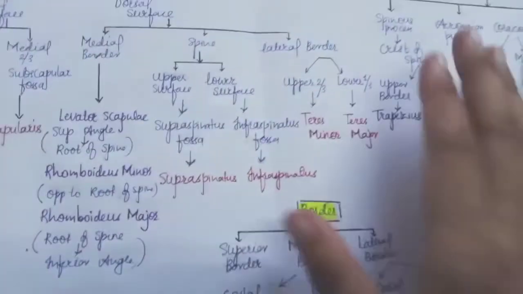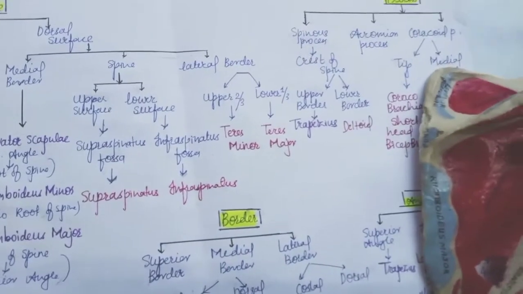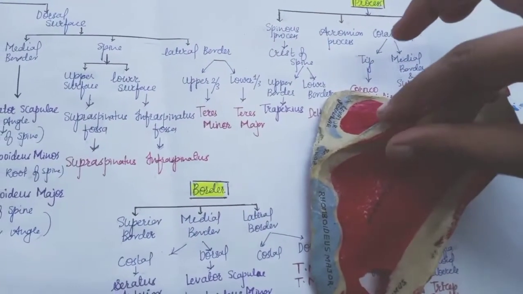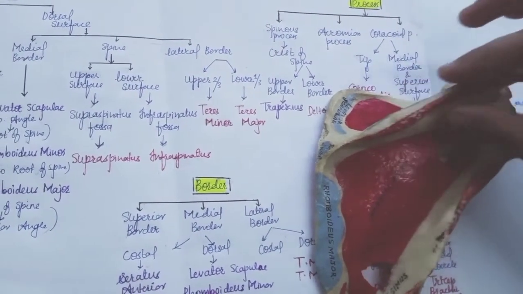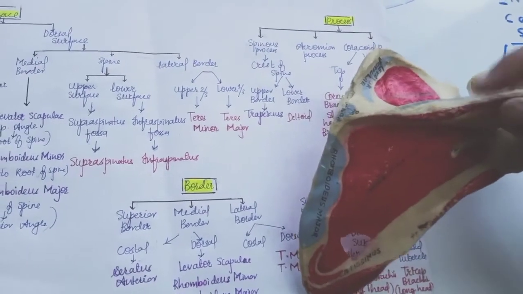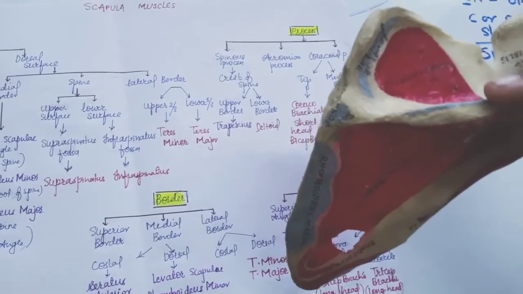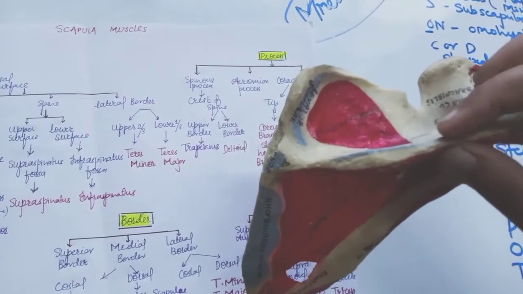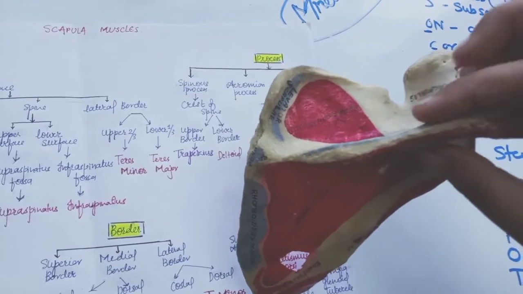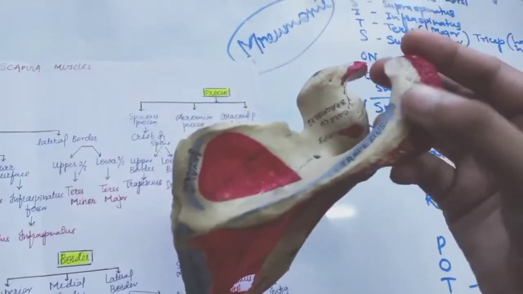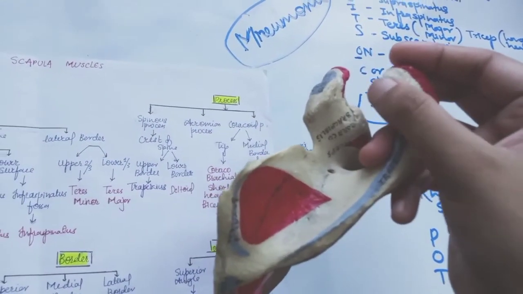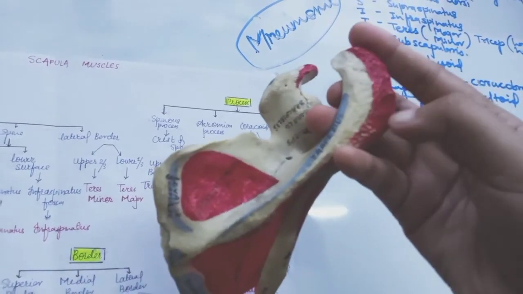Then processes. This one is the spinous process. It has the crest of the spine. The crest of the spine has an upper lip and a lower lip. Upper border, that is trapezius. Trapezius is inserted into the upper border of the crest of the spine and into the acromion. This one is the medial border of the acromion and this one is the lateral border of the acromion.